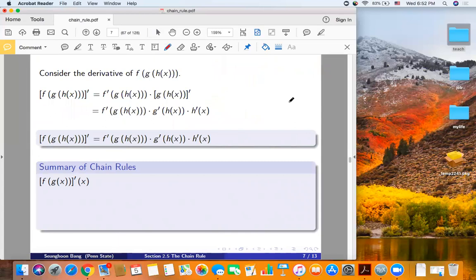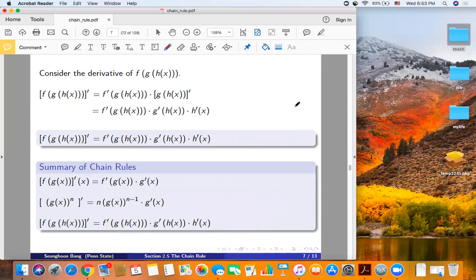Summary of chain rule. The f of g of x prime is f prime of g of x times g prime of x. This is a typo, you have to ignore this one. The g of x to the power n prime is n times g of x to the n minus 1 times g prime of x. F of g of h of x prime is f prime of g of h of x times g prime of h of x times h prime of x. This is the whole idea.